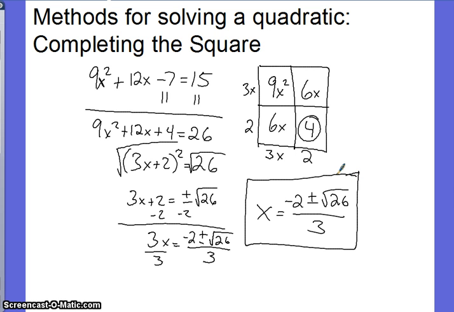All right. Now, if you had a calculator, you certainly could take it further than this by finding the square root of 26 and going from there. For us, this is a good exact answer for you to have on a quiz or a test. Okay, so once again, methods for solving a quadratic. This is completing the square.